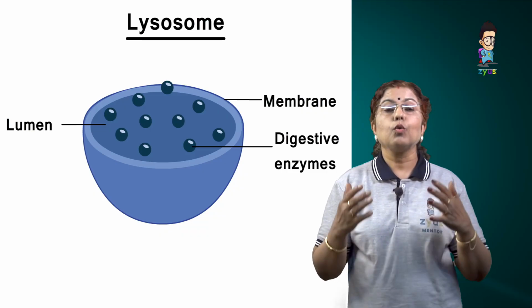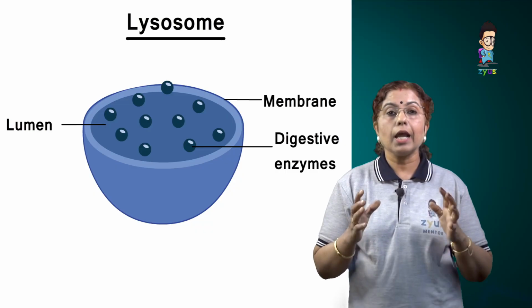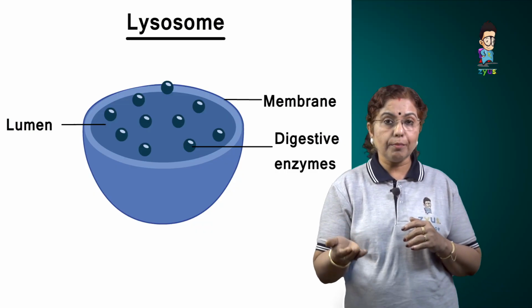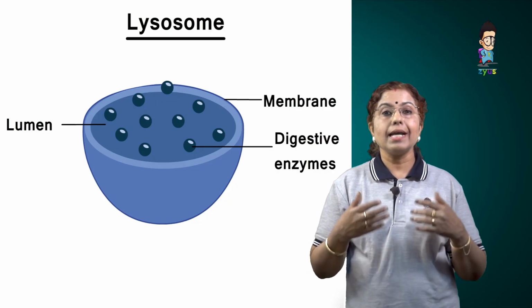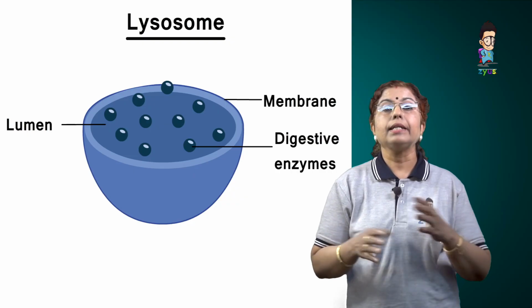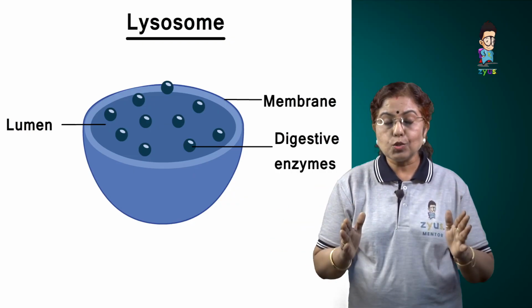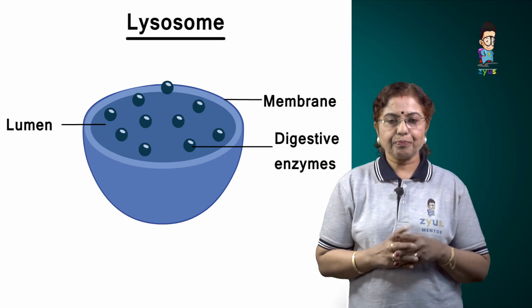Lysosomes are known as the waste disposal system of the cell because they help to clean up the cell by digesting all the foreign materials like bacteria, viruses and food particles, as well as worn out and dead cells. It digests all these and cleans the cell. So lysosomes are known as the waste disposal system of the cell.